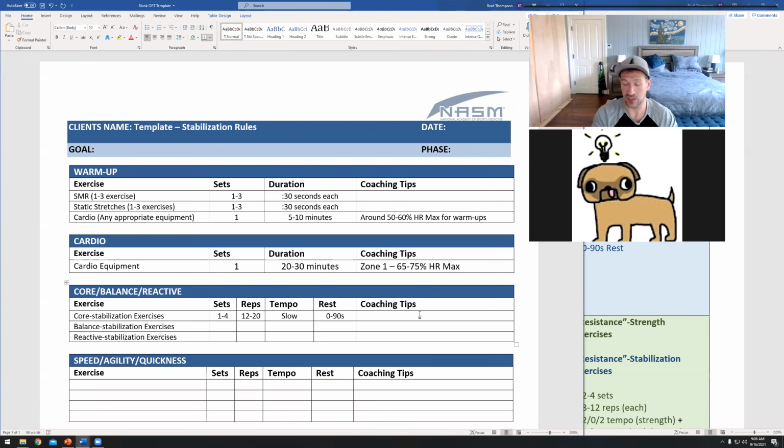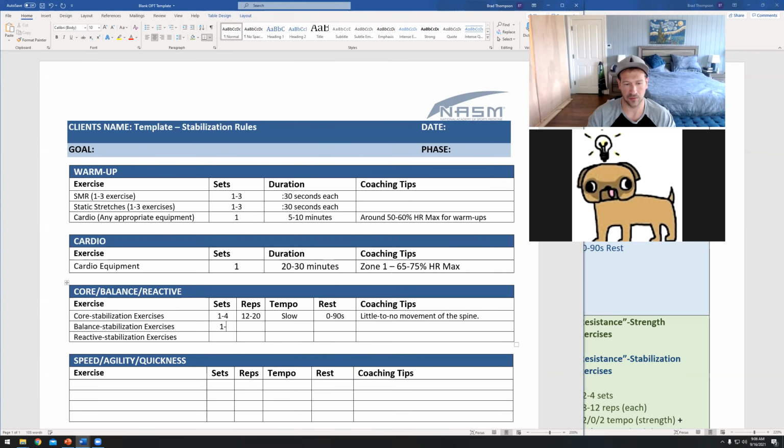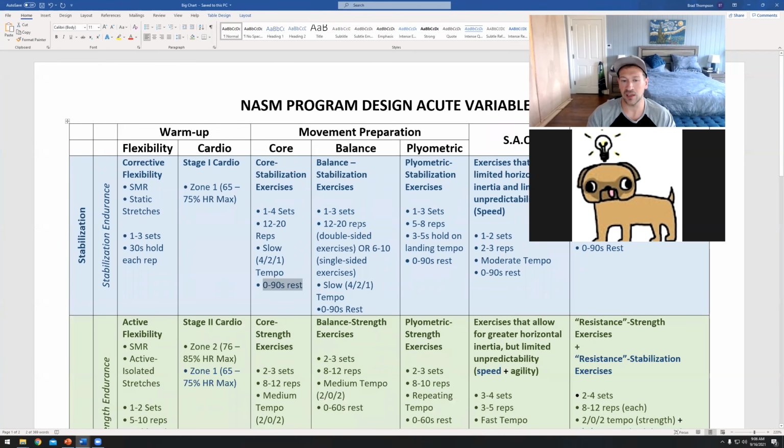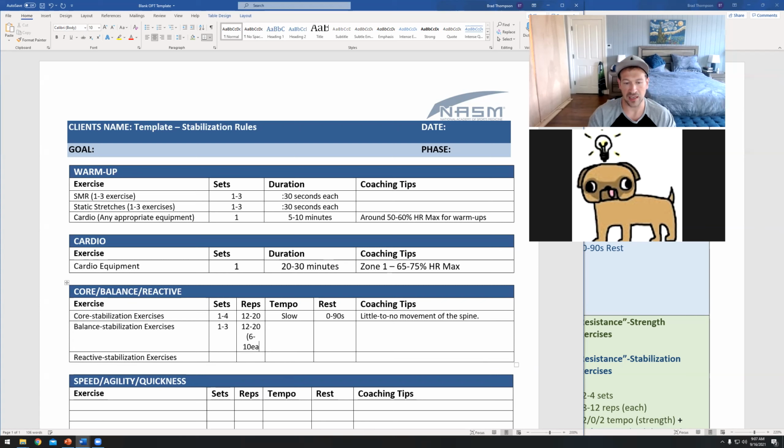So coaching tip here, we'll put in, these are core, little to no movement of the spine. That's what makes something a core stabilization exercise. Now for balance stuff, we're going to go with 1 to 3 sets. That's going to be 12 to 20 reps or 6 to 10 each.